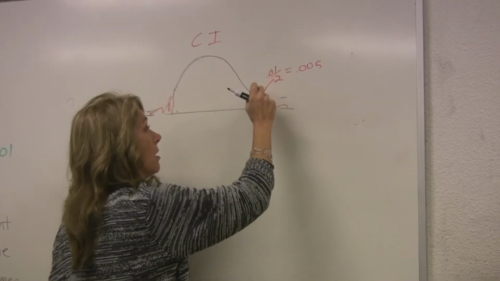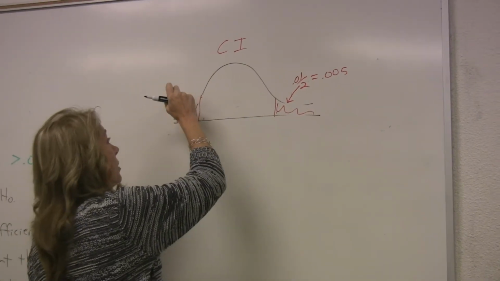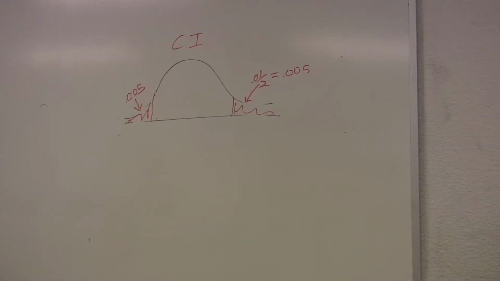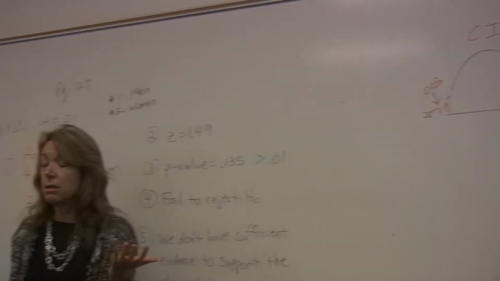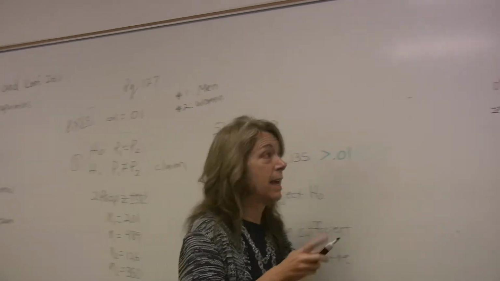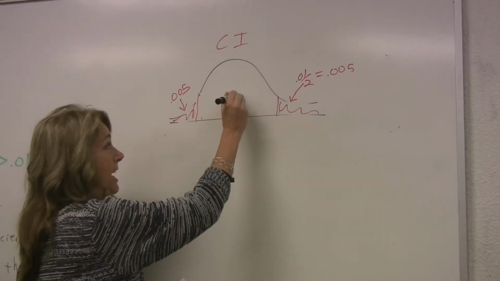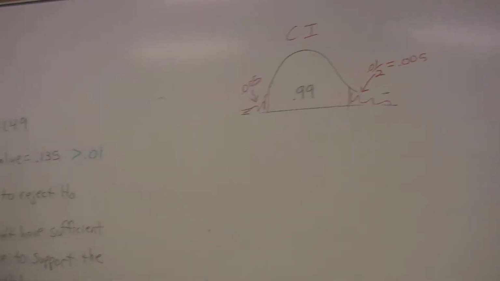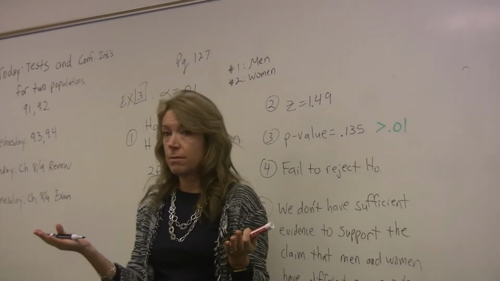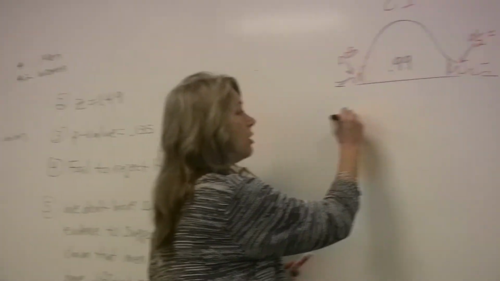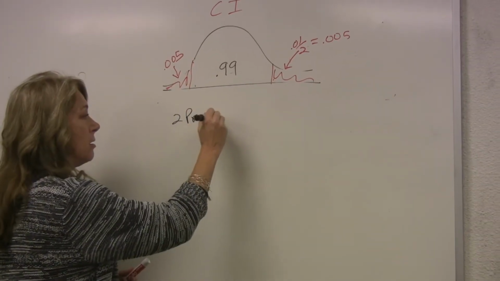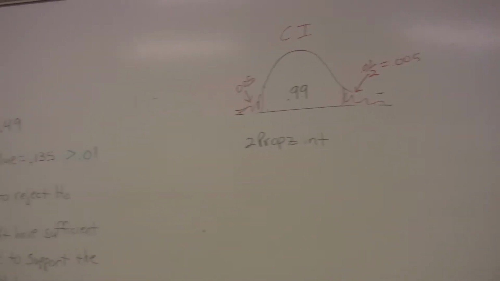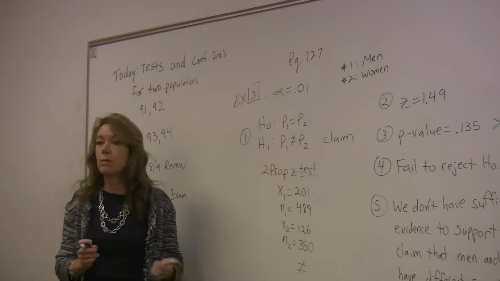Does that mean the middle would be 99.9? So the middle would be 99. So because we started with a 2-tailed test, our 2 tails already added up to .01. So the only thing I have left for inside here is .99. I didn't need to create the extra tail because I already had 2 tails. So then when you want to go into 2 prop z int, all you need to tell it is the .99. It has all this other information still in there for you.